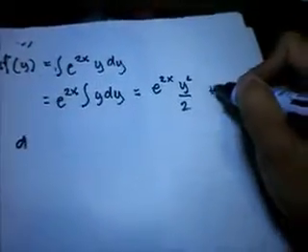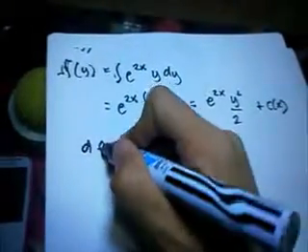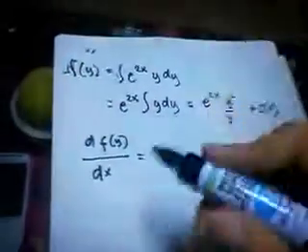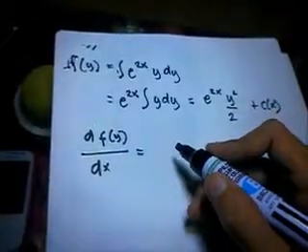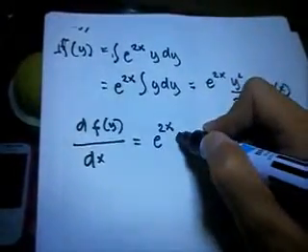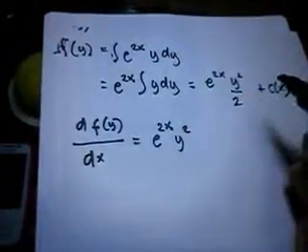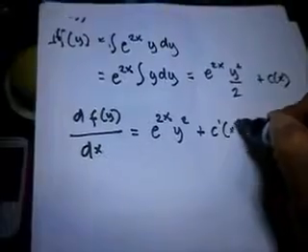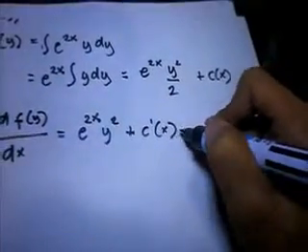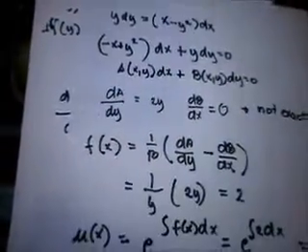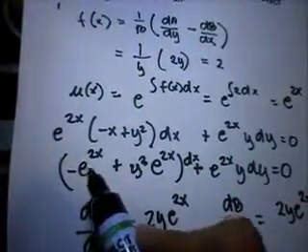Okay, so we have here c of x. We differentiate f of y in terms of x and equate it with our a later. So we have e to the 2x y squared plus c prime of x, and equate it with the value of our a. So our a while ago, this one's our new a.